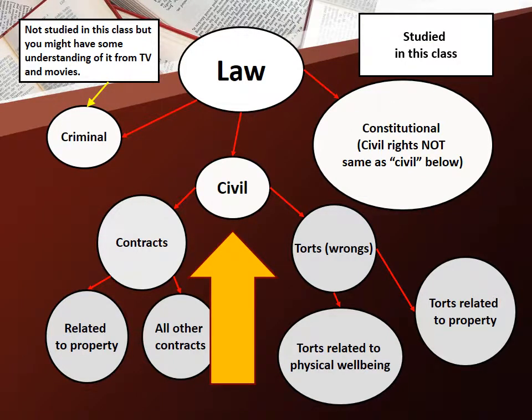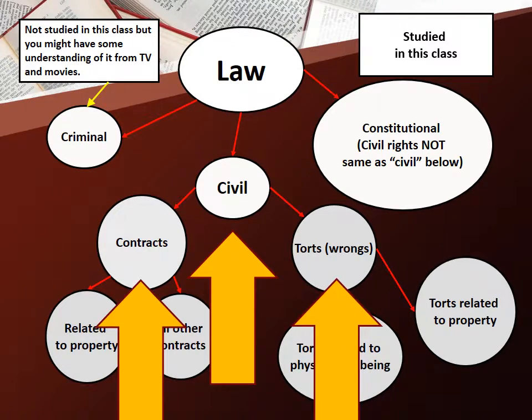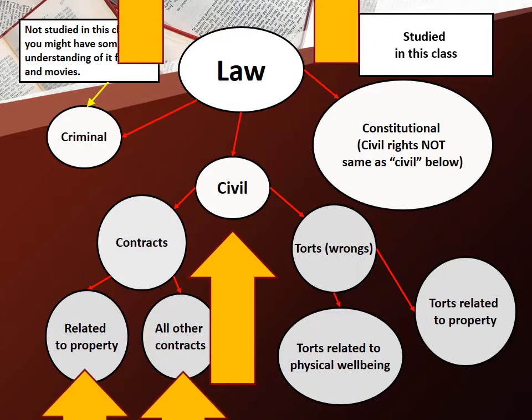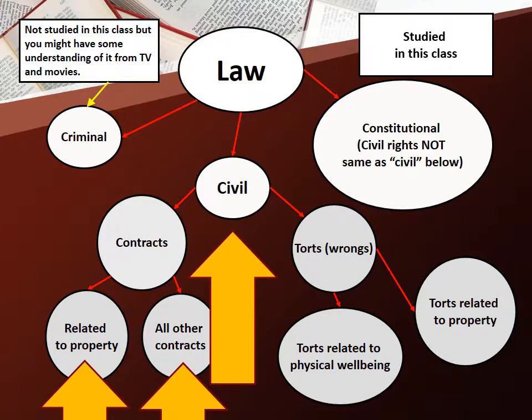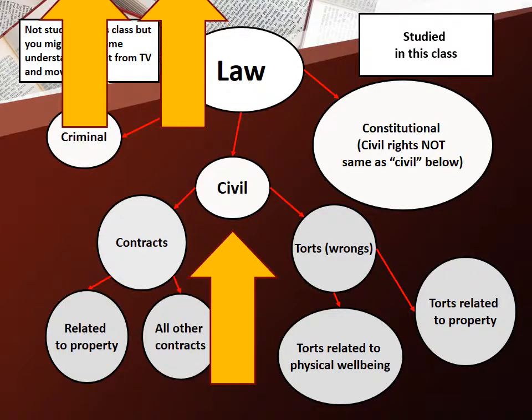Civil law can be divided into two broad categories: contracts and torts. Tort is just the name for any non-contract injury. Contract law can further be divided into contracts related to property and all other contracts. Actually, in this class, we do not differentiate, we just talk about contracts.